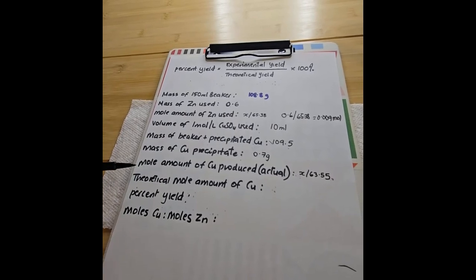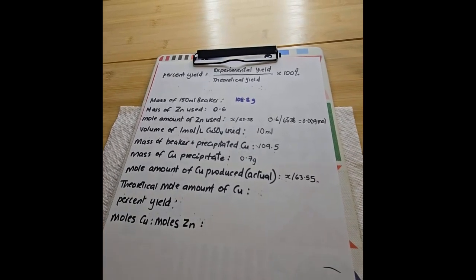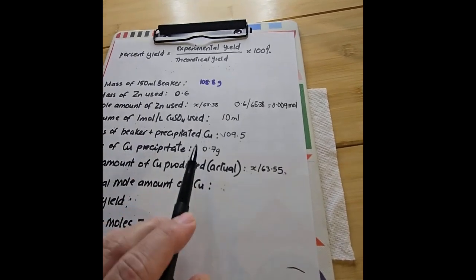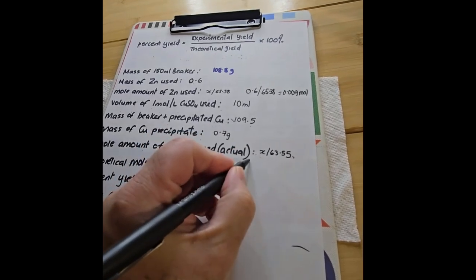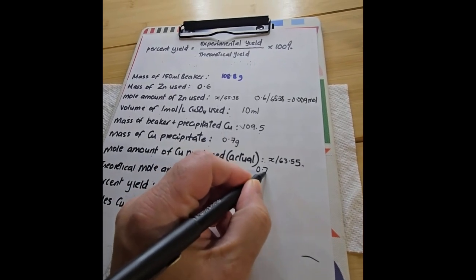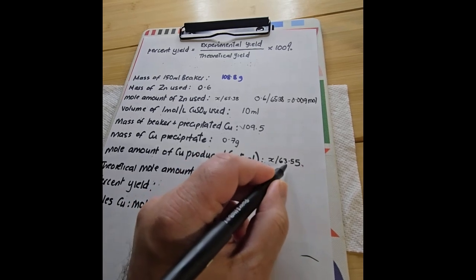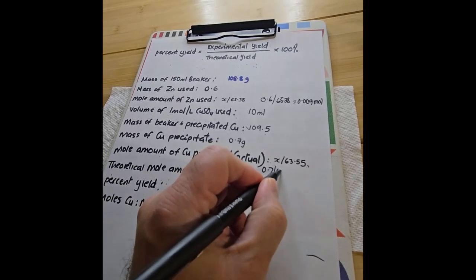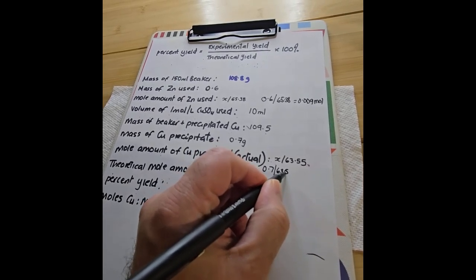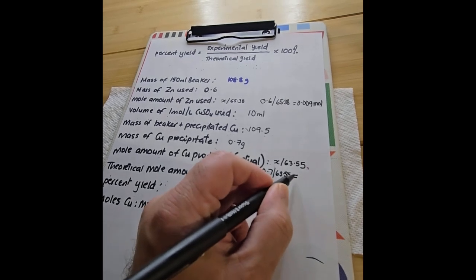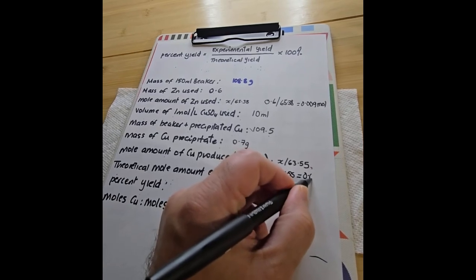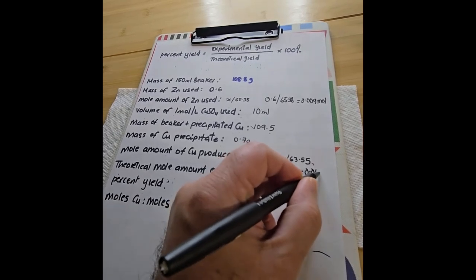And then I want to calculate the amount of copper produced. So I got the mass of 0.7. So it's 0.7 divided by the atomic mass, which is 63.55. And that equals 0.01 moles.